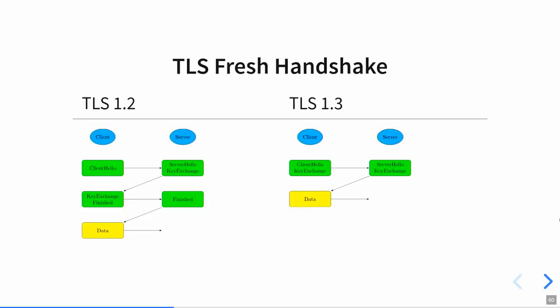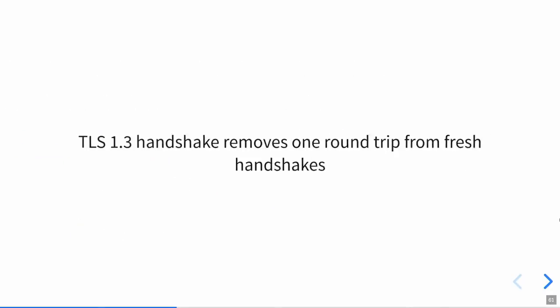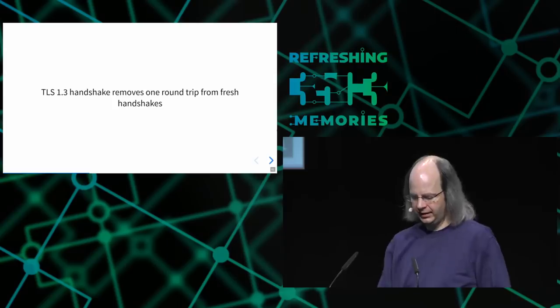And this is the situation for a fresh handshake. Like, we have not communicated before. I want to make a new connection to a server, and it goes one time back and forth, and then I can send data. And in the earlier version, I had two times back and forth. So I can send data much faster. We remove one round trip from a fresh handshake.